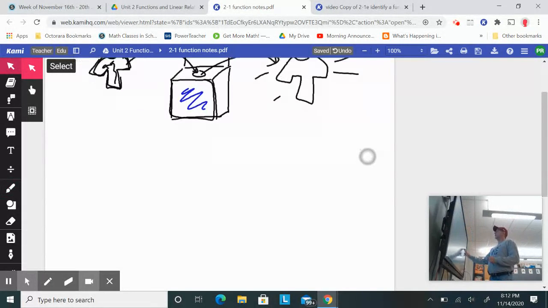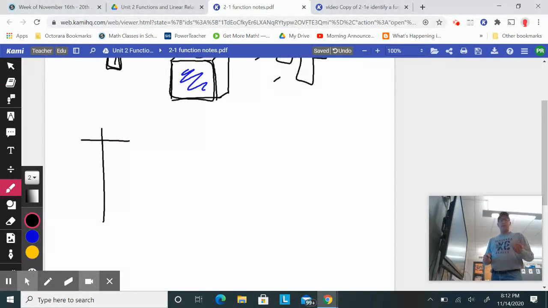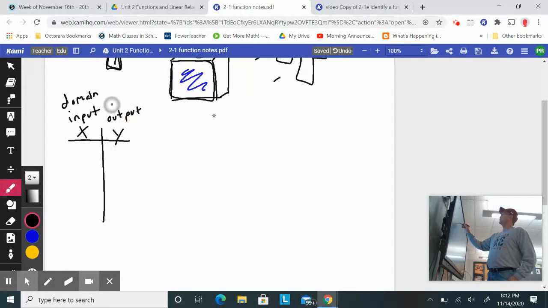So if I would slide this up here, one way to keep track of inputs and outputs is we use what some people call a function table. I call it a T-chart or a T-table. And the input usually is on the left-hand side, and it's the X. X is known as the input, and the other name we learned was the domain. So the domain is the input, which is the X. Now, it could be a different variable depending on what the problem is, but for now we use X. And then the output would be the Y's. Another name for output is range.